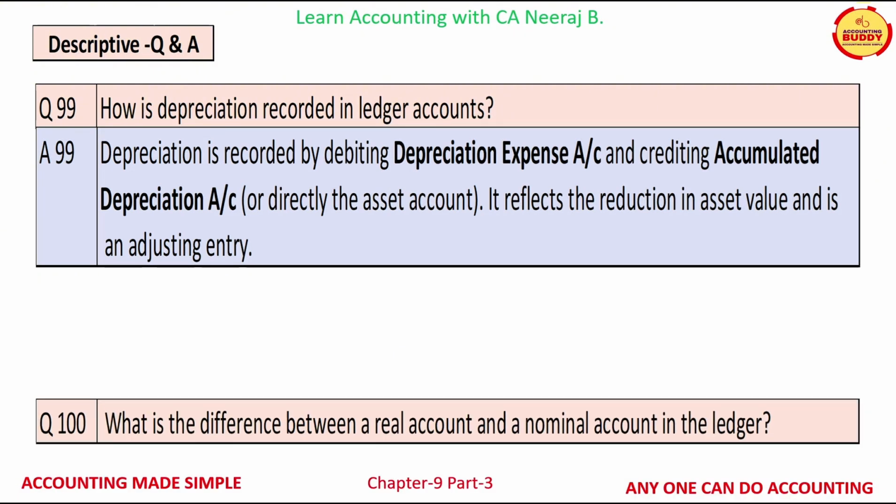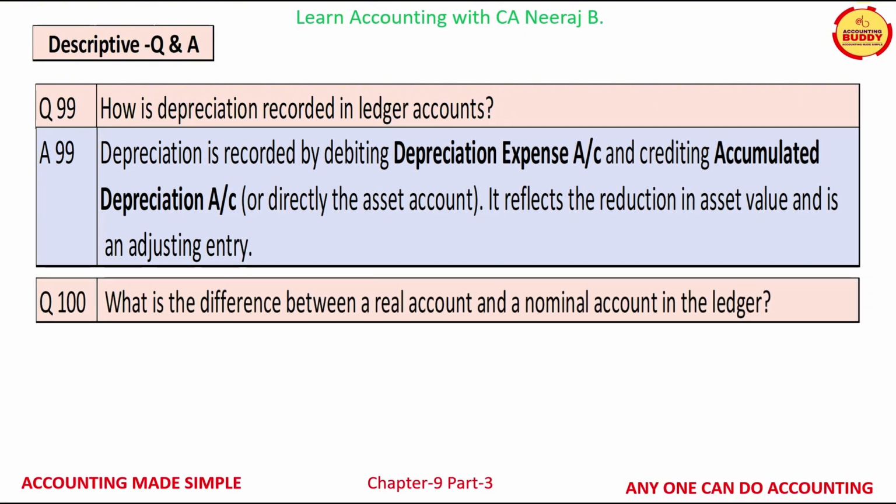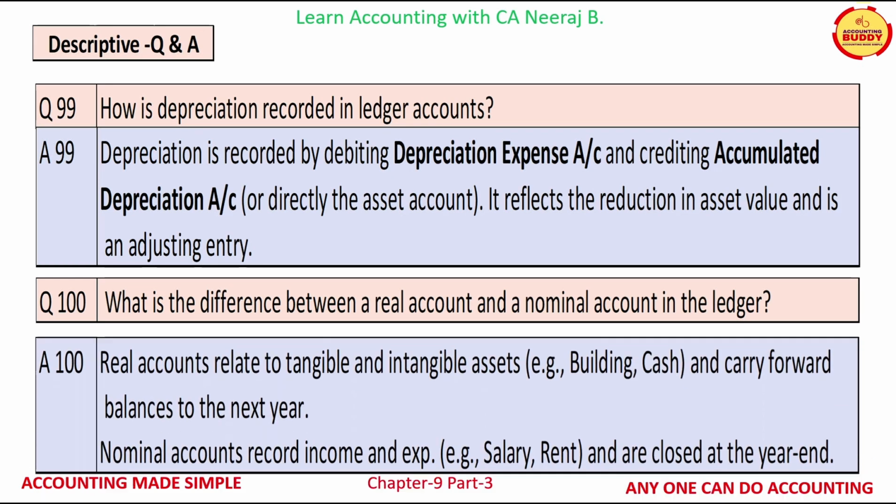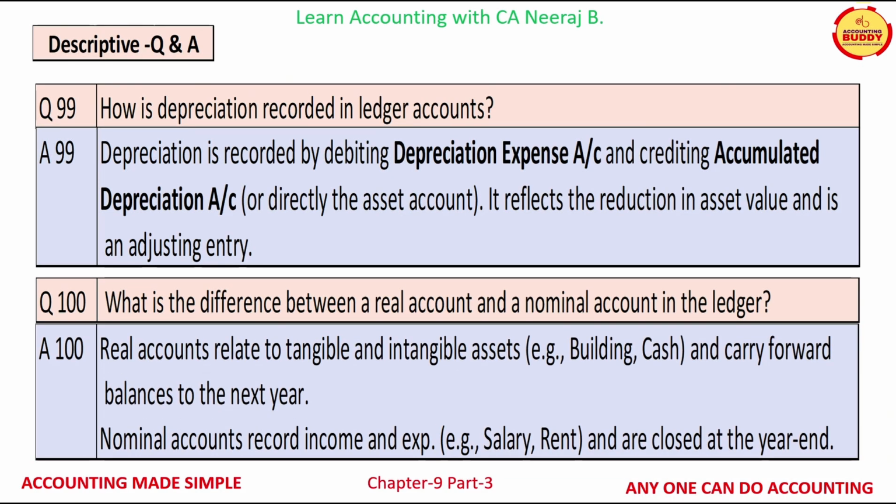Question number 100. What is the difference between a real account and a nominal account in the ledger? And the answer is real accounts relate to tangible and intangible assets, for example, building, cash, etc., and carried forward balances to the next year. While nominal accounts record income and expenses and are closed at the end of the accounting period.